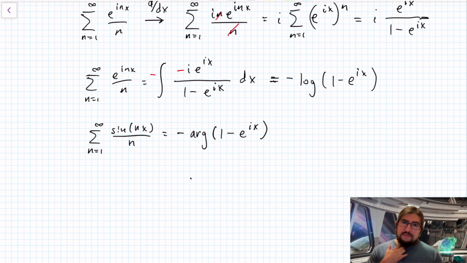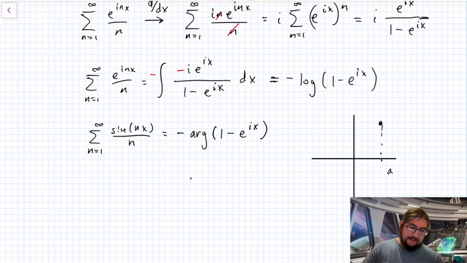Now I want to talk about this for a bit. Again, I'm going to draw this picture just to show you what's going on. So let's say we have this complex number that has a real part of a and imaginary part of b. So this is the complex number a plus bi. That's how that looks, if you're curious how to graph those things.